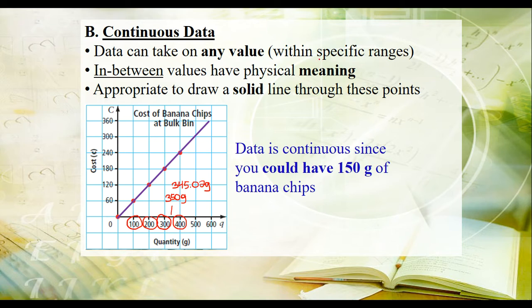Now, I said up here within specific ranges. Obviously, we're not going to scoop out 100 million grams of banana chips. That would just be absolutely absurd. I mean, technically you could do it if there were that many banana chips on planet Earth, but within a specific range, the numbers need to make sense. But if you look at in-between numbers for continuous data, they're allowed. And that's the difference between discrete and continuous. For discrete data, in-between numbers don't make physical sense, and for continuous data, in-between numbers do make physical sense.